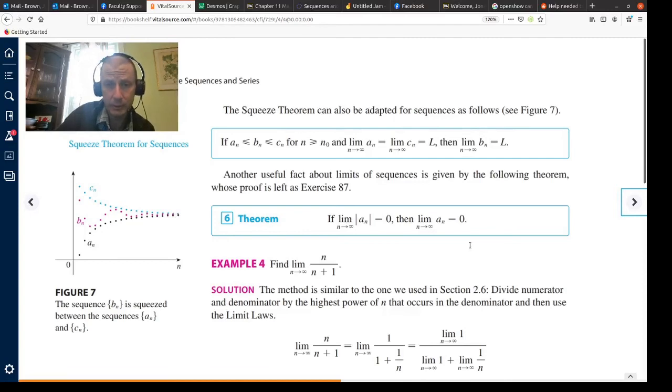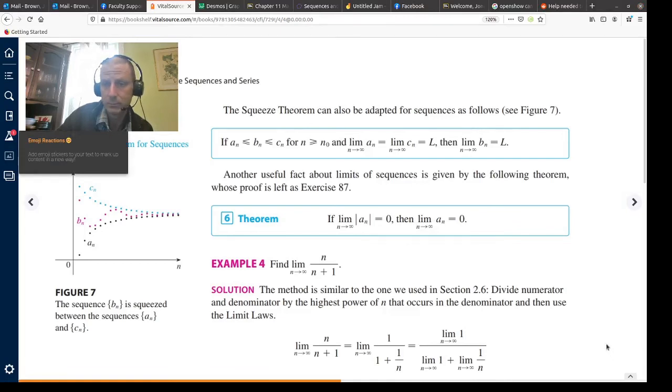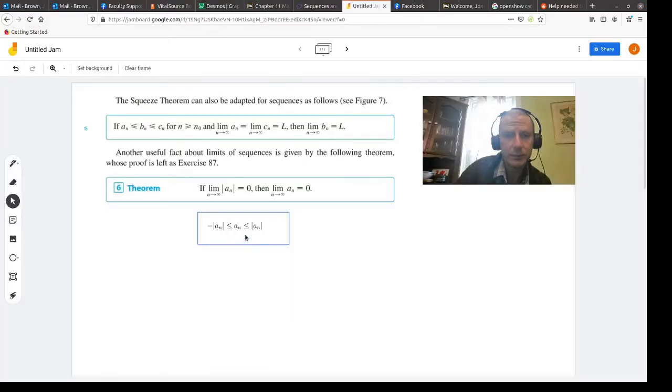In fact, we can use that to prove this very useful theorem that if the limit as n goes to infinity of the absolute value of the terms of a sequence is 0, then the limit of the terms of that sequence is also 0. And we can see that immediately from the squeeze theorem, because it's always true that no matter what an is, minus the absolute value of an is less than or equal to an is less than or equal to the absolute value of an. So if the limit of the absolute values of the an's is 0, then both this part and this part go to 0, so the middle part goes to 0 as well.